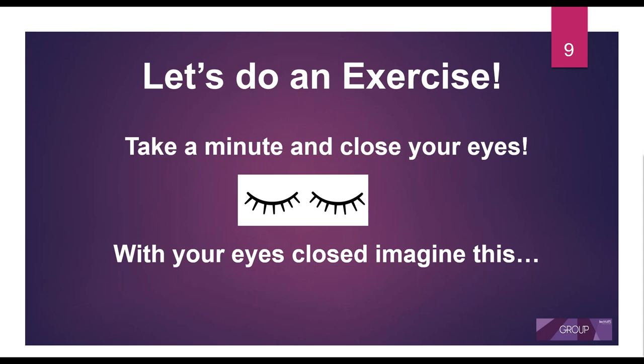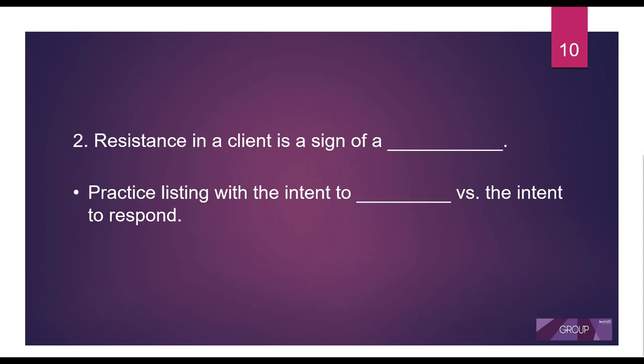Let's look at number two. If you go to number two, on page number five, the second presupposition we're going to talk about, a prerequisite of language of sales: resistance in a client is a sign of a lack of rapport. Fill in the words, lack of rapport. Now, here's the reality. There really are no resistant clients. We only have inflexible communicators.